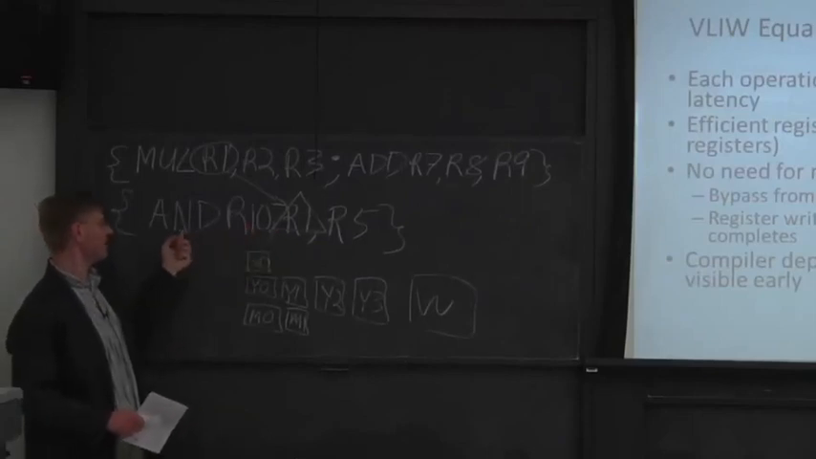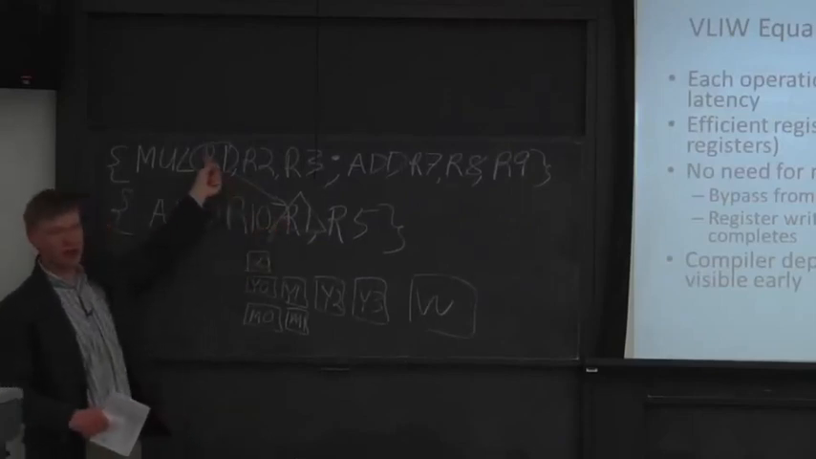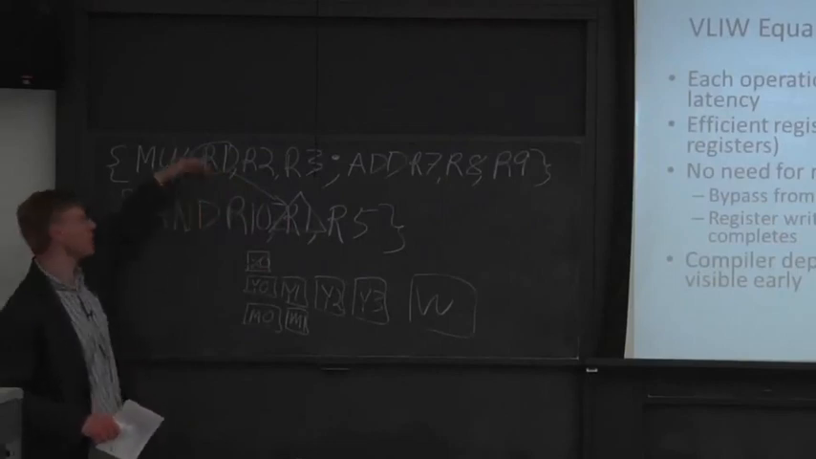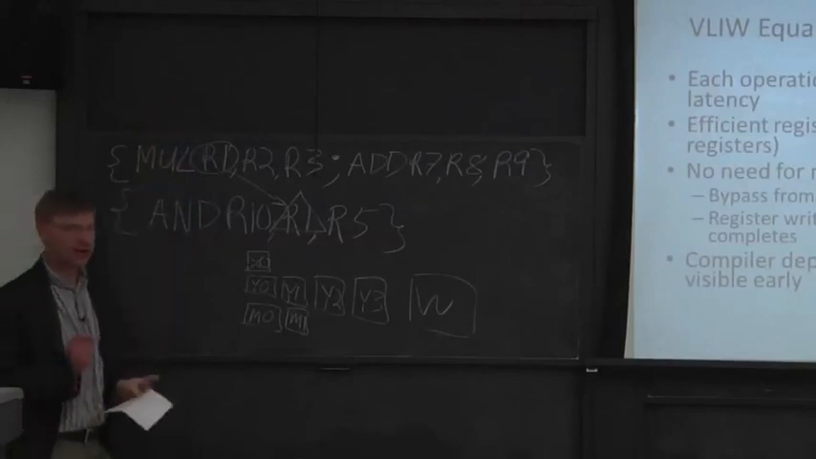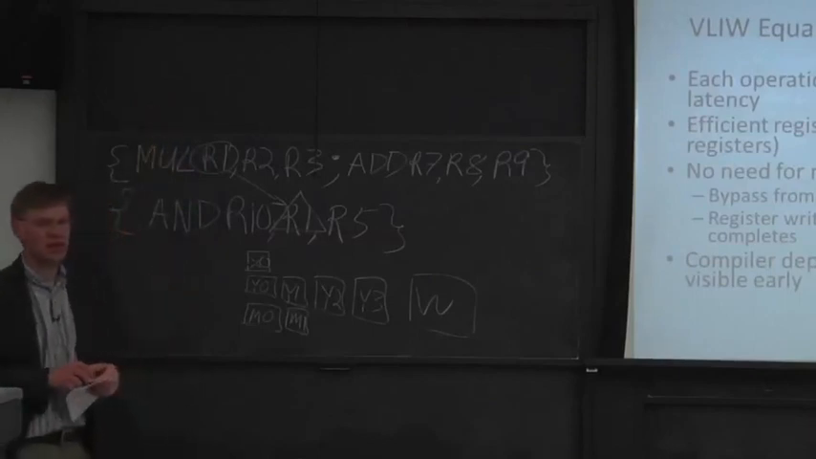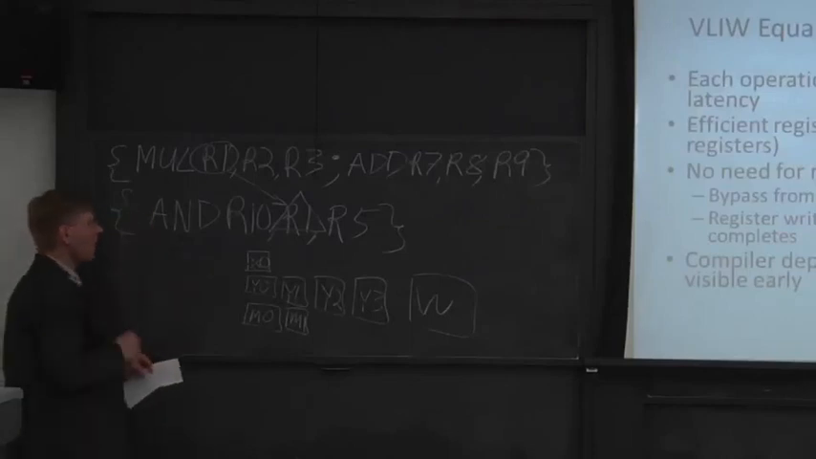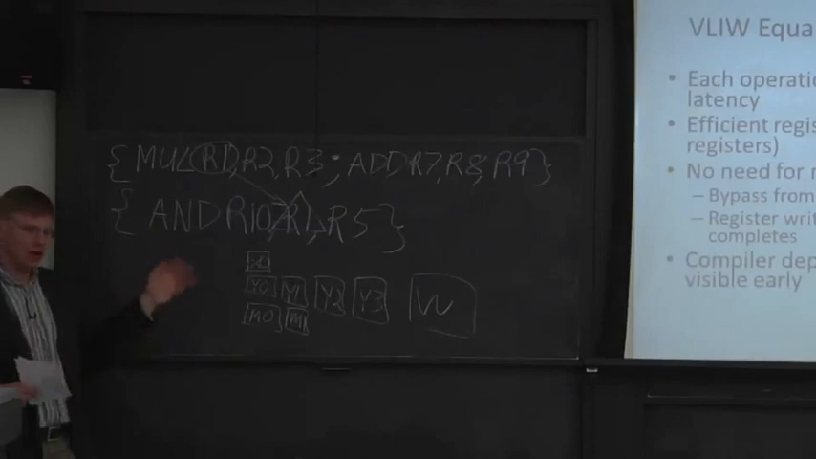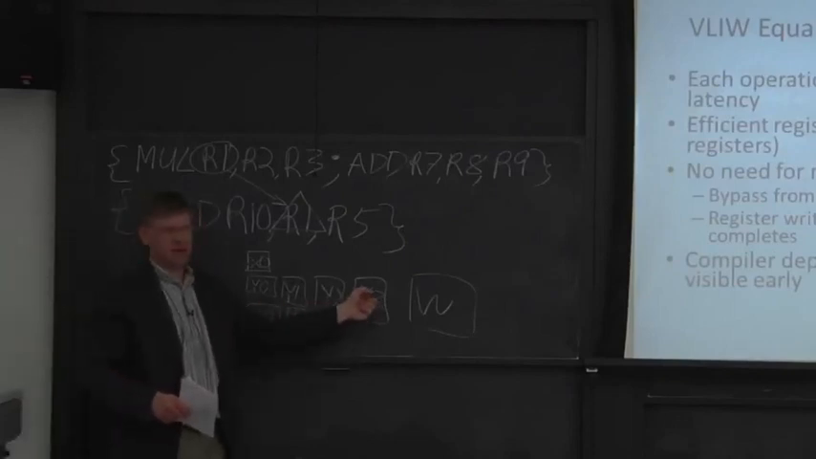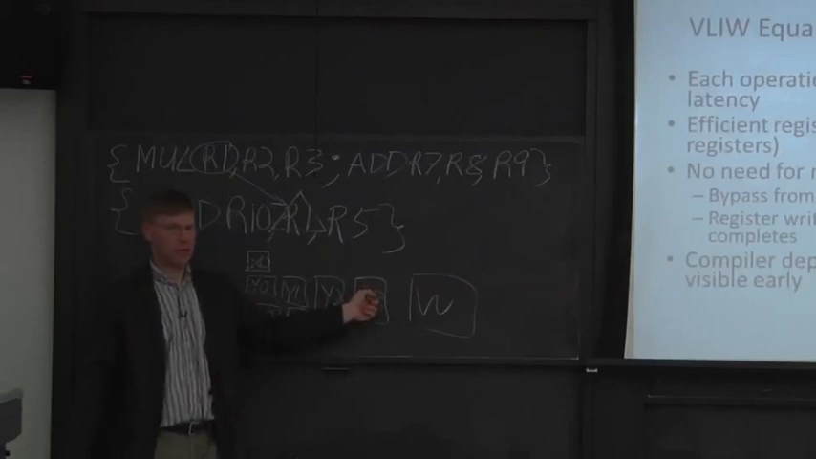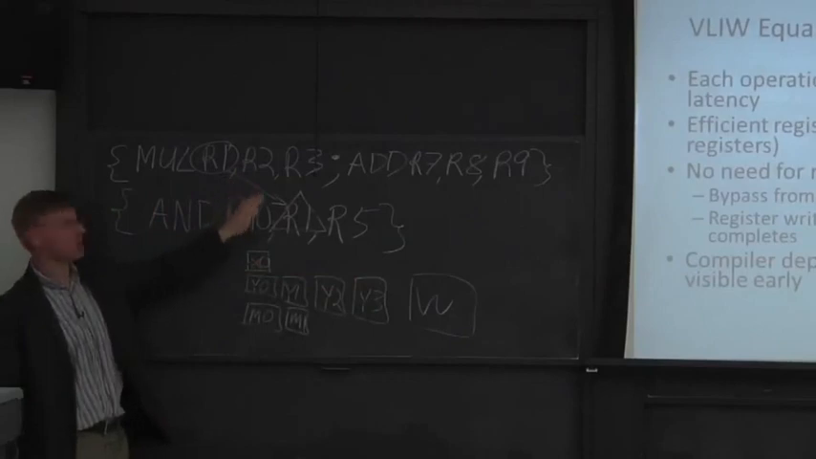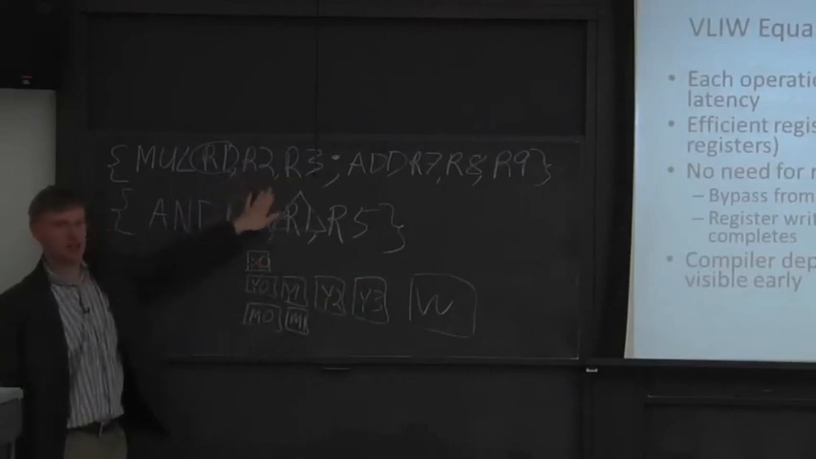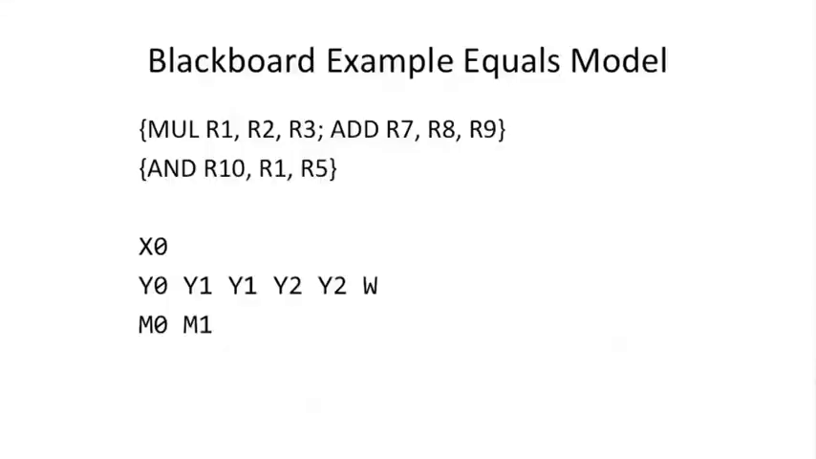Should this AND get the result of the multiply if it's scheduled one cycle after it, or should it get the old value of R1, the previous value of R1? So we're going to define in the equals scheduling model that the multiply value for R1 is not ready until the end of Y3. So in the equals model, this AND, the compiler is not trying to express a read after write dependence. This does not actually exist. It gets the old value of R1. And the compiler knew about this, and everyone's OK with this.